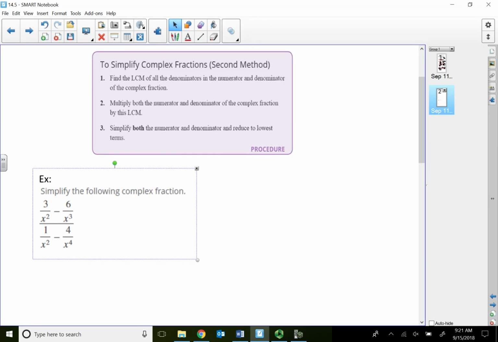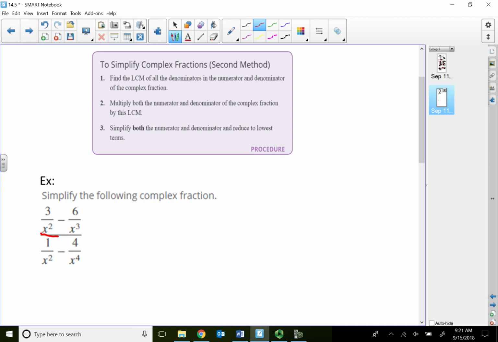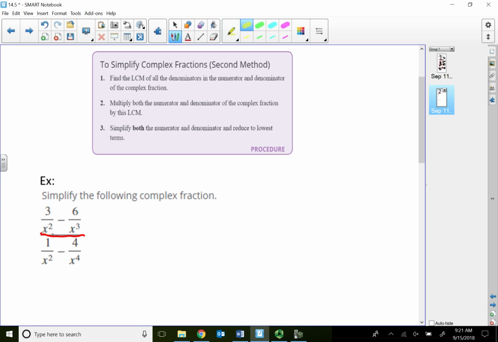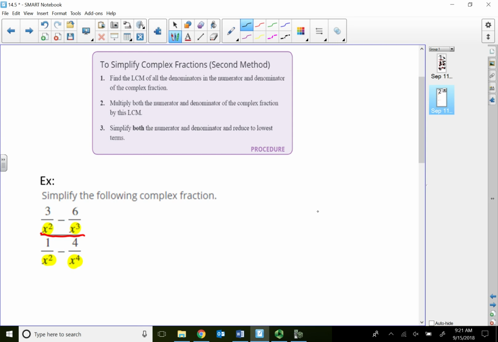It doesn't matter what your problem looks like. The first thing you do is still identify that fraction bar that makes a complex fraction. Above it, I've got two terms. Below it, I also have two terms. Every rational term I have here has a denominator. So let me highlight them. The first thing I do is find the LCD among all four denominators. So let me do this here on the side.